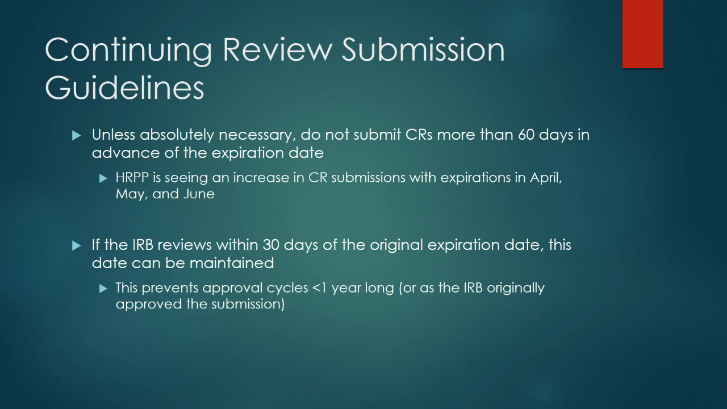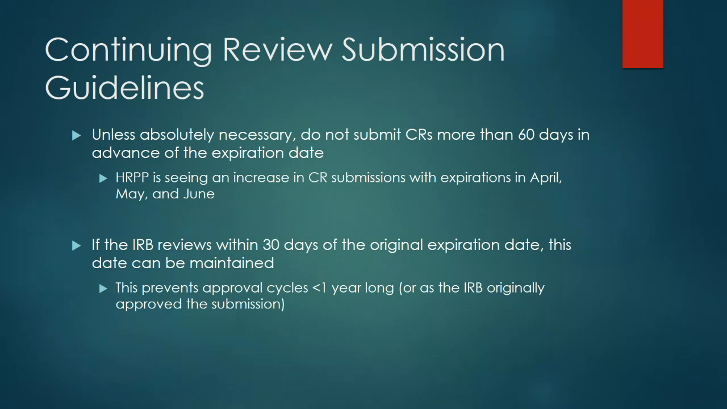But if we review an item within 30 days of that original expiration date, then we can maintain that date. It's something that guidance refers to as an anniversary date. What that ultimately does is prevent approval cycles that are less than one year long from when the IRB originally approved the submission. That is both our goal and hopefully your goal. We don't necessarily want to review studies more than once a year.